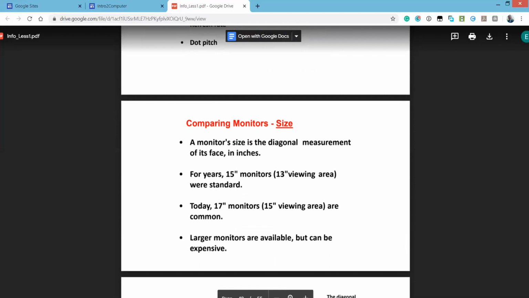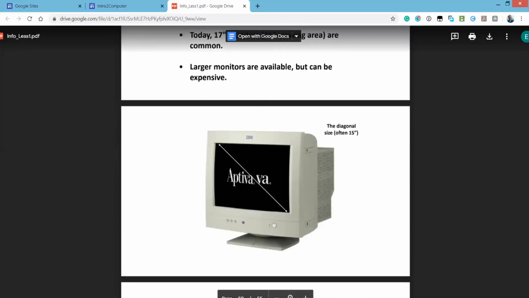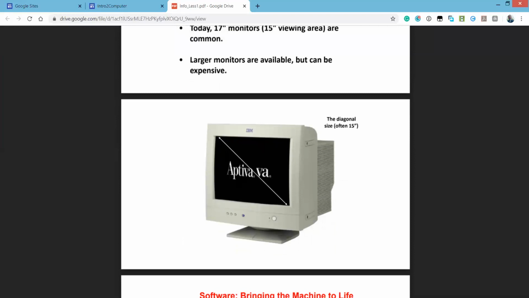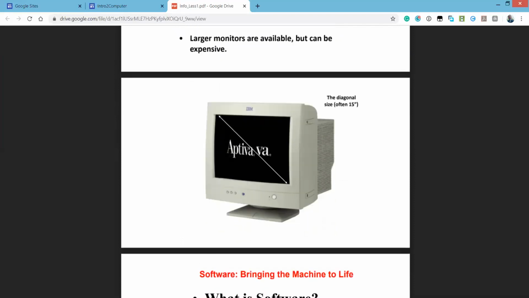A monitor size is measured diagonally. So we don't measure it straight, we measure it diagonally. Monitors are measured diagonally from one edge to the other edge. This is an example of a CRT monitor, the cathode ray tube. This is how it looks like.